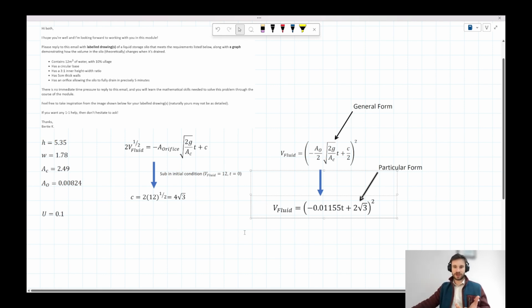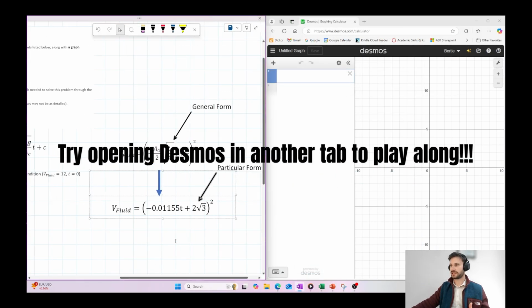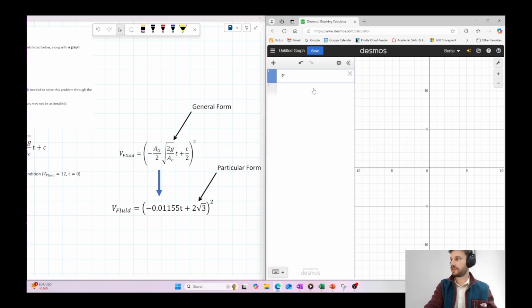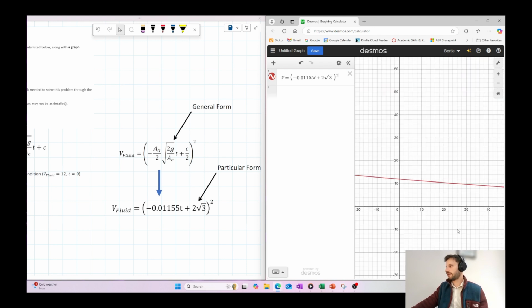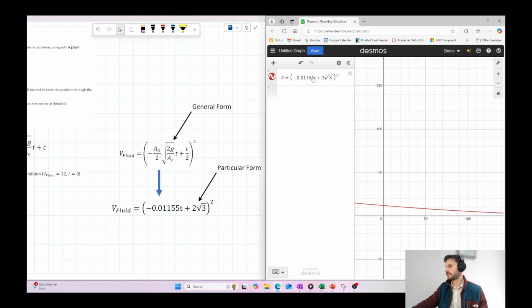How might I, for starters, demonstrate this particular form in Desmos? So this really is a tutorial for Desmos here, and I can just replicate this particular form very easily. I can literally write in v equals open brackets minus 0.01155t plus 2. If you want a shortcut for the square root here, just type in sqrt and there it appears. And you can put the root 3 in there, close brackets, and all of that squared. If I want to do a shortcut for that, I'd do Shift 6, at least it's Shift 6 on my keyboard for the little hat symbol, and put a 2 in there. And here I have my particular form here.